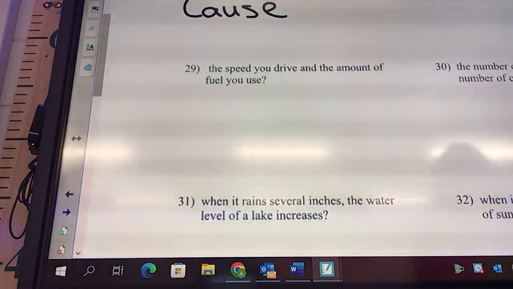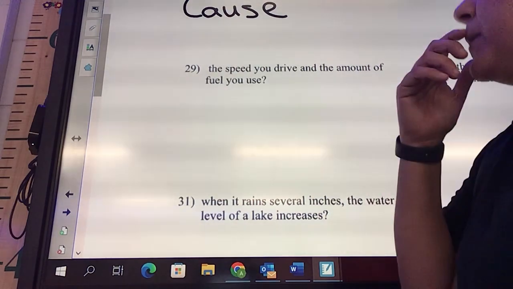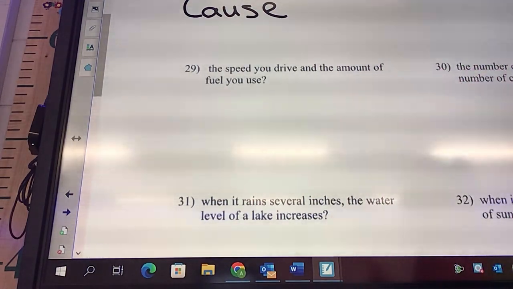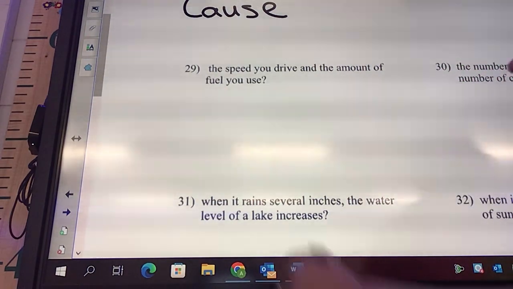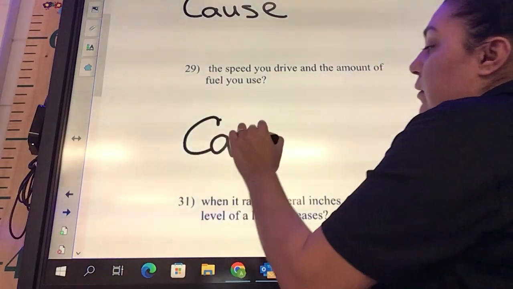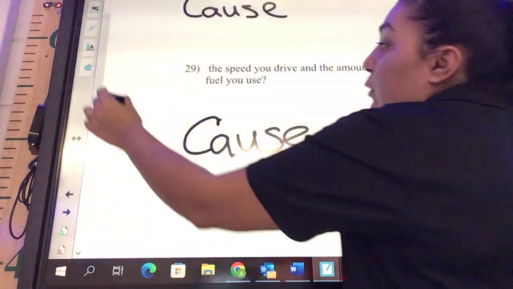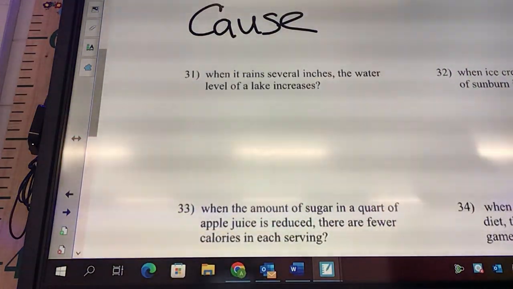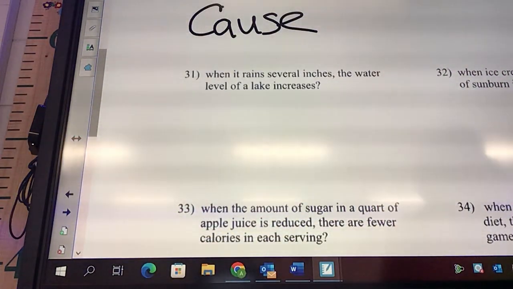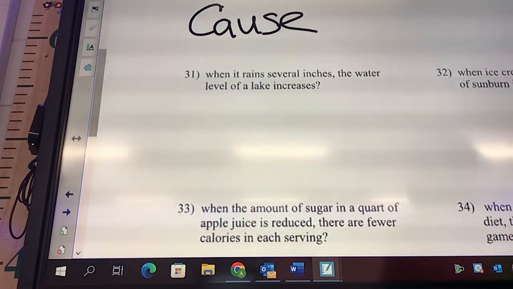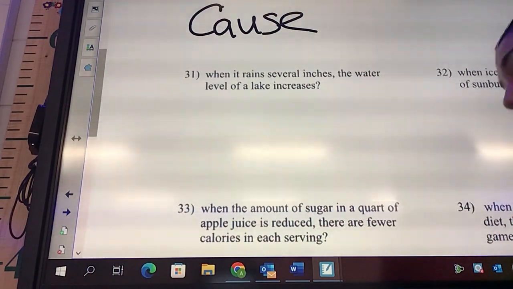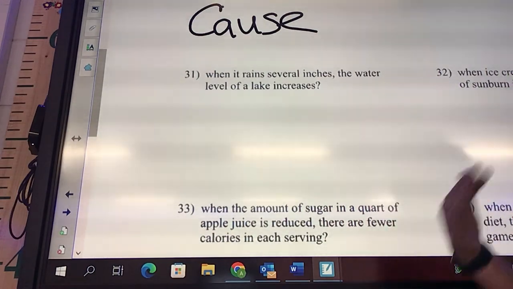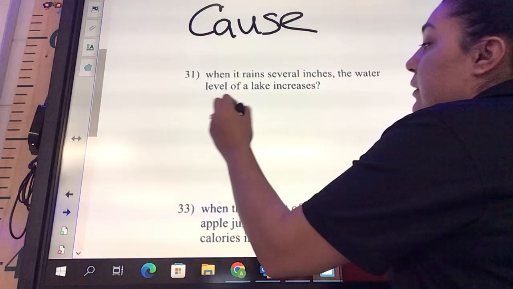Okay, the speed you drive and the amount of fuel you use. Okay, so if you drive faster, do you use more fuel? Yes, this is a cause. Okay, if you don't drive at all, you're not going to use any fuel. When it rains several inches, the water level of the lake increases. Okay, is that true? Yes, because it rained, all the rain is going to go in the lake and the lake is going to rise. Okay, this is a cause.